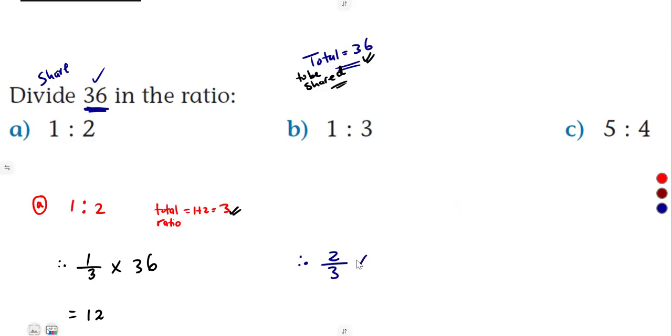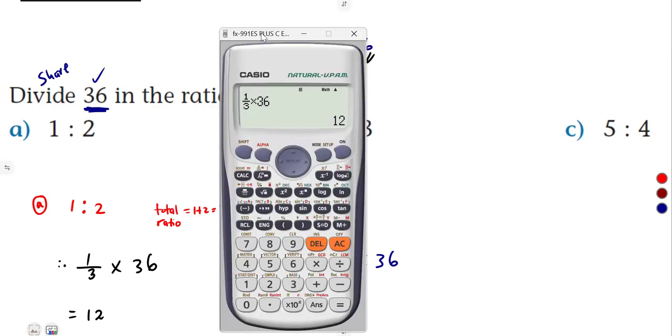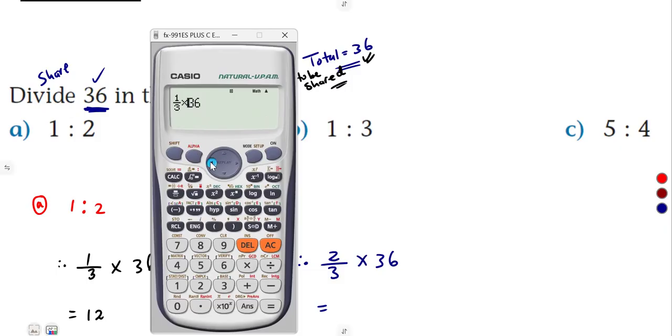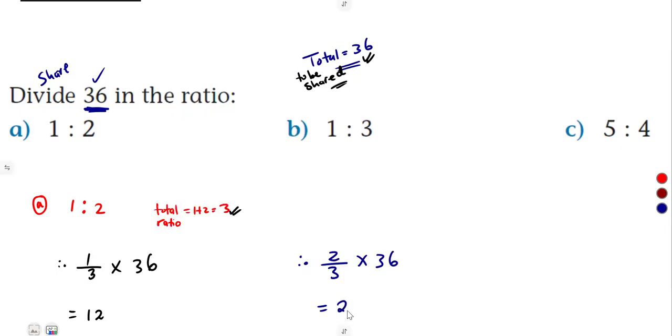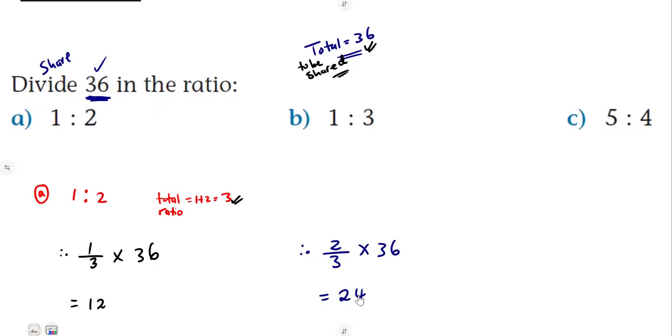3 parts times the total to be shared, 36. Just like that. So it was going to be 2/3 of 36. Let me remove this, put a 2 there. So that is 24. Just like that. So this one was going to obtain 24, and this one was going to obtain 12 according to what they are sharing.